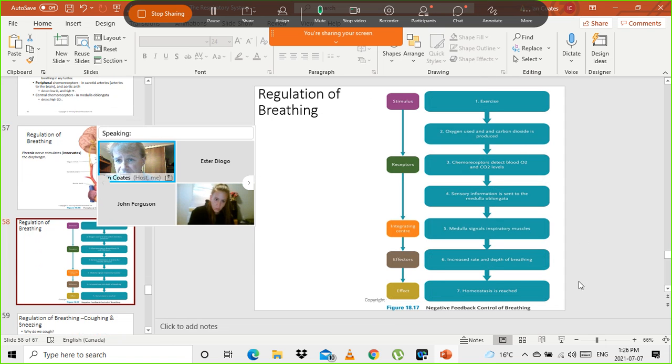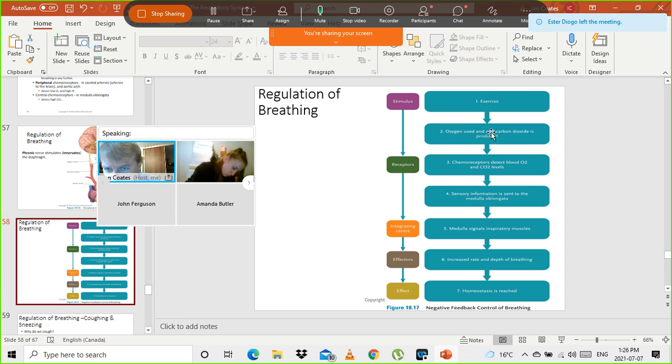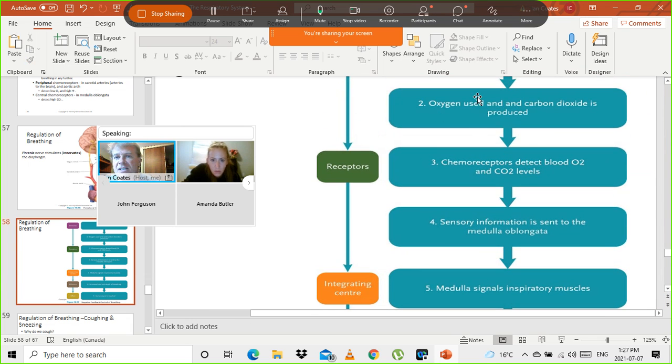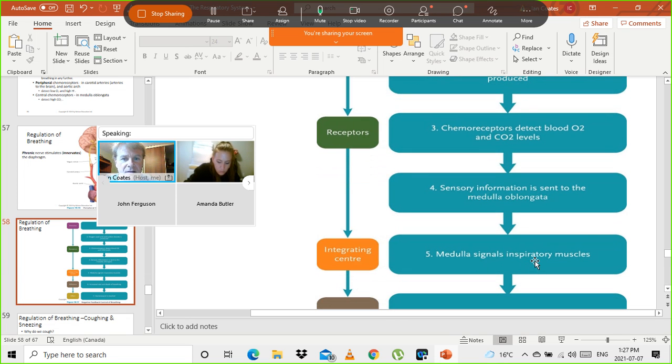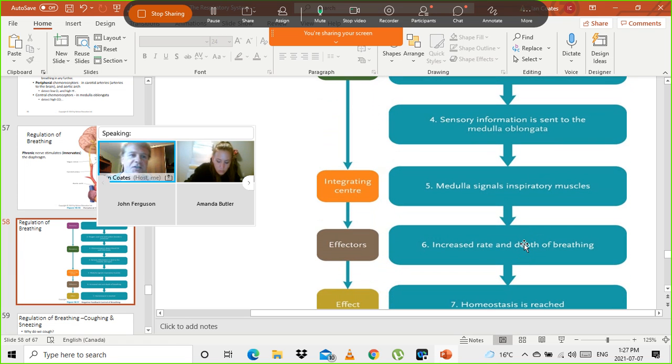Regulation of breathing. This is a really good little slide. Have a look at it. I'm not going into it, but actually, maybe I will. Exercise: number one, oxygen is used and carbon dioxide is produced. You breathe in oxygen and there are two products, ATP and CO2. Well, actually water too. Chemoreceptors detect blood O2 and CO2 levels. Sensory information is sent to the medulla oblongata. The medulla signals inspiratory muscles, increasing the rate and depth of breathing. When you have too much CO2, that's the difference between a 100-meter sprinter and a 400-meter sprinter. A 100-meter sprinter, you remember, is myoglobins.